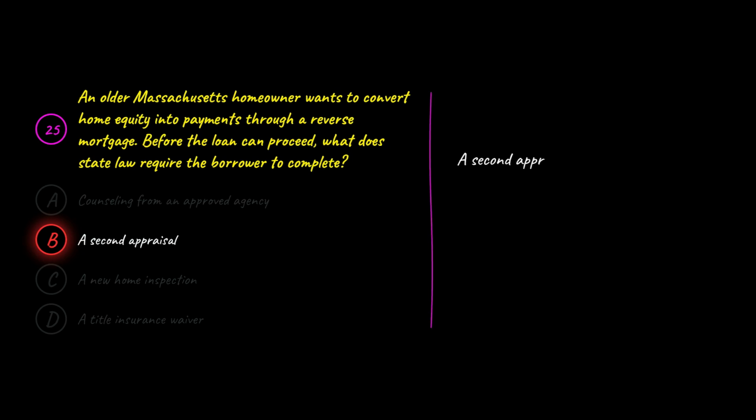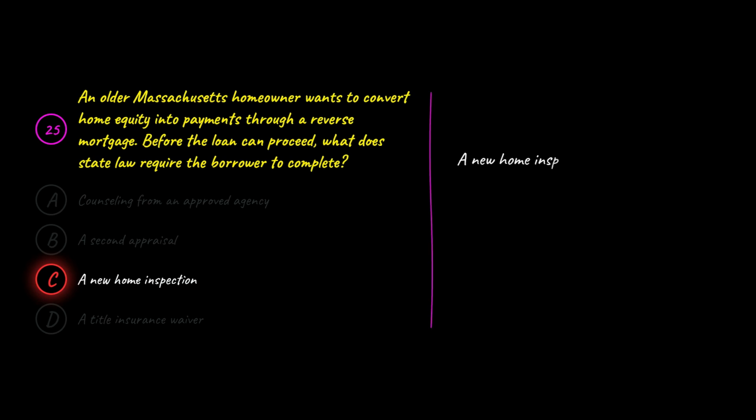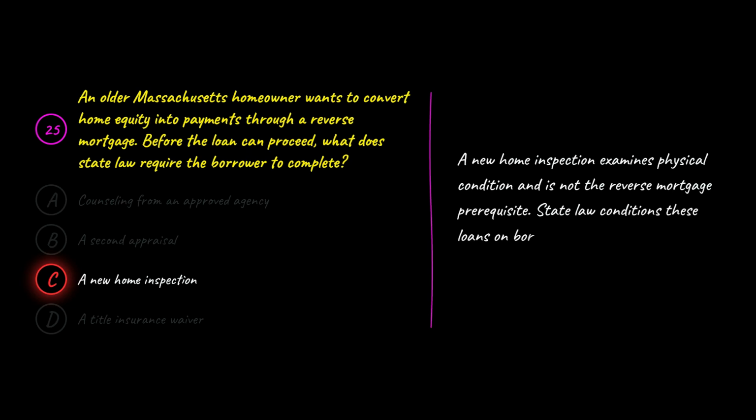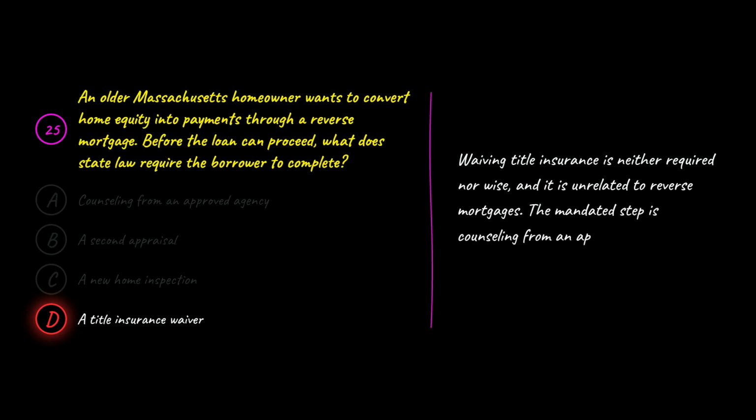B is wrong because a second appraisal is not the safeguard the law imposes on reverse mortgages. The required protection is independent counseling about the loan, not an additional valuation of the property. C is wrong because a new home inspection examines physical condition and is not the reverse mortgage prerequisite. State law conditions these loans on borrower counseling, not on an inspection of the house. D is wrong because waiving title insurance is neither required nor wise, and it is unrelated to reverse mortgages. The mandated step is counseling from an approved agency so the borrower understands the loan.